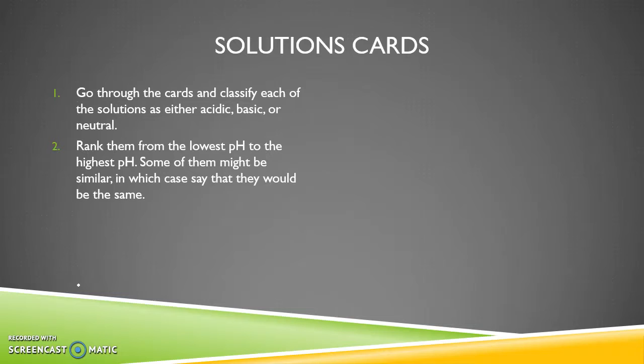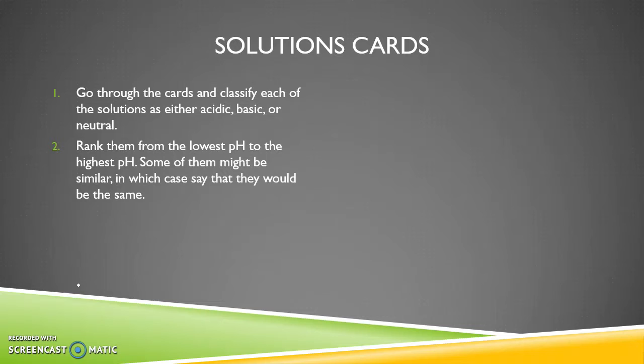But you can cut them out and move them around and start out just by classifying: is it an acid, is it a base, or is it neutral? That should be easy because we've talked so much about what makes something acidic, what makes something basic, what makes something neutral. If it's acidic, it should have H+. If it's basic, it should have OH-. And you guys can figure out the rest. So you should be able to do number 1, no problem.